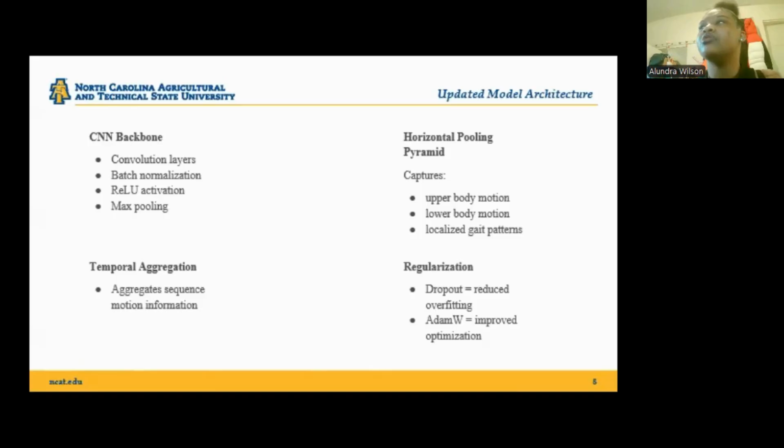Finally, we added dropout regularization and AdamW optimization to improve generalization and reduce overfitting. One important design choice was keeping the architecture relatively lightweight compared to modern transformer-based systems. Our goal was achieving strong performance while still maintaining reproducibility and manageable computational requirements.